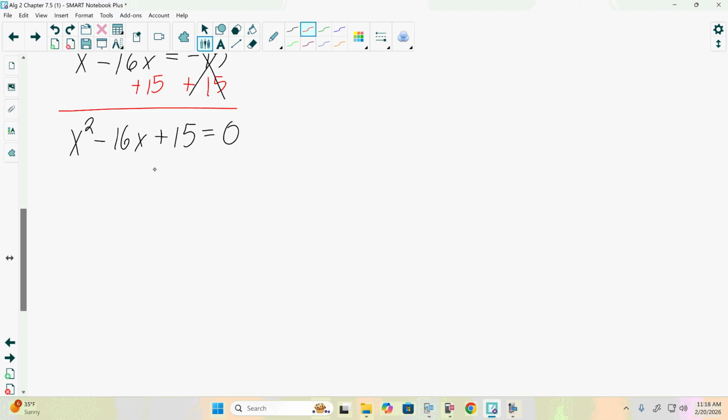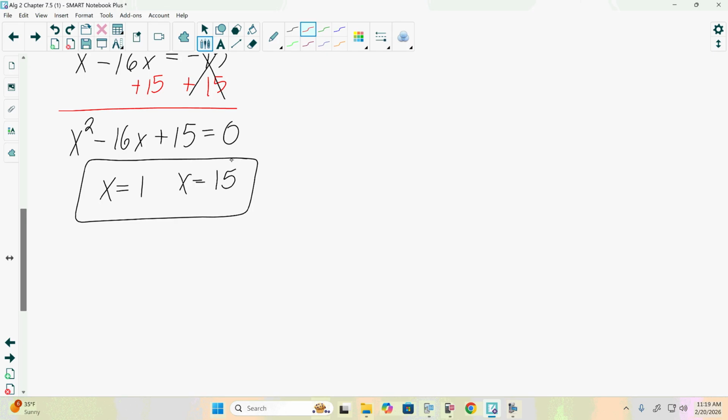So according to the graphing calculator and graphing it, it tells us that x is equal to 1 and x is equal to 15. And those are our two solutions. Those are the two values of x that will make this function equal 0. Questions on this here?